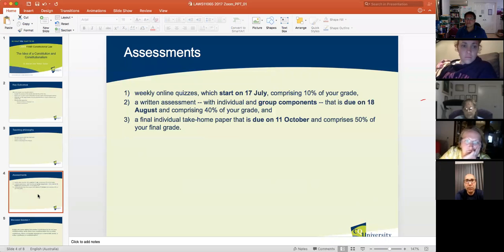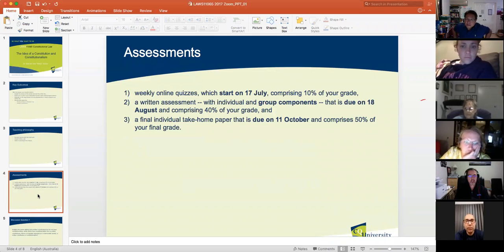Manjo, just with the structure of the assessments and the final take-home paper, will they be run similar to other courses? For example, the midterm assessment covers weeks 1 to 5, and the final take-home paper is 6 to 11. Will you be structuring it in that way, or will the final take-home paper cover all the material?